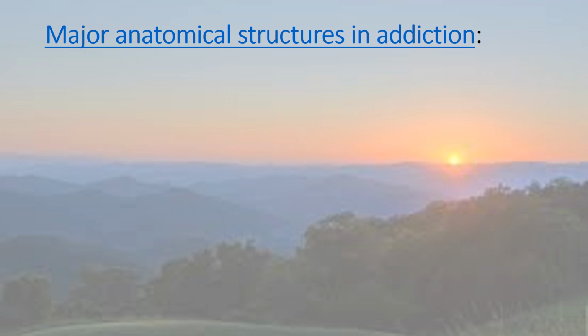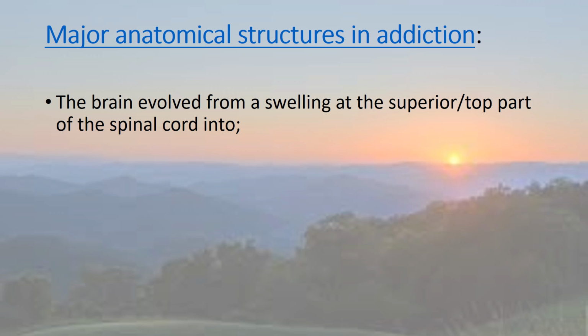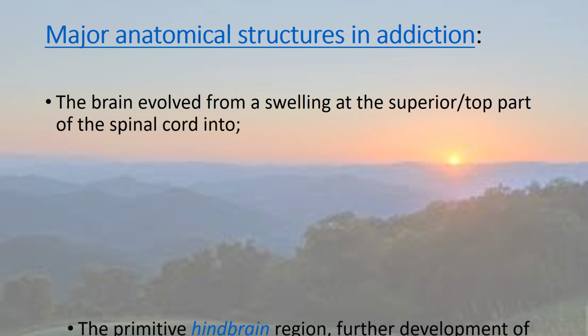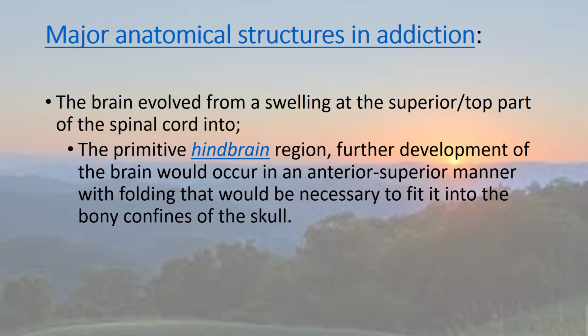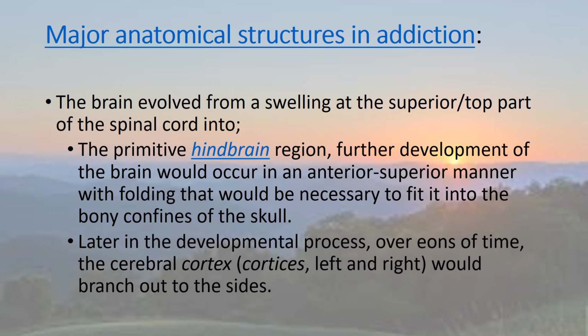The brain evolved, as I mentioned, from a swelling at the superior top part of the spinal cord into the primitive hindbrain region. With further development, the brain would grow in the anterior-superior manner that I described earlier. Folding would become necessary to fit it within the bony confines of the skull. Later in the developmental process, evolutionarily, over eons of time, the cerebral cortex, or cortices left and right, would branch out to the sides.